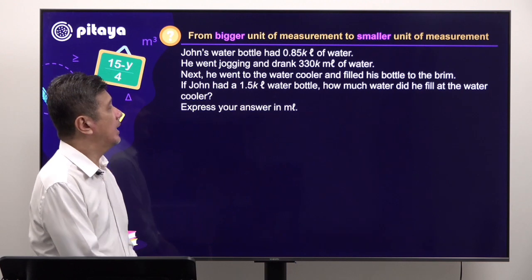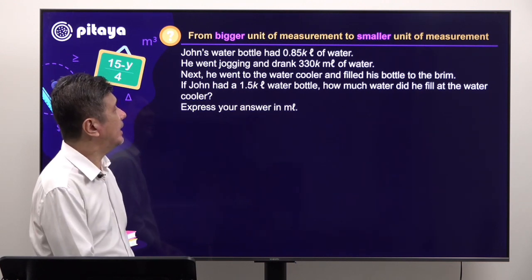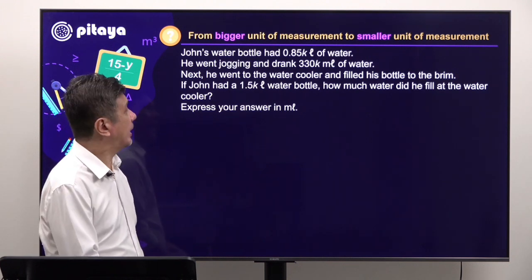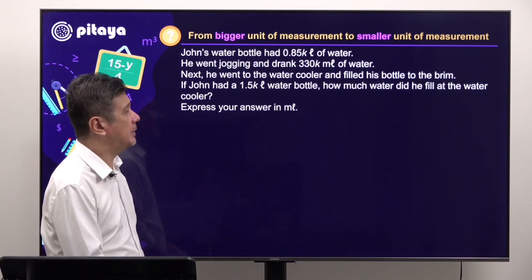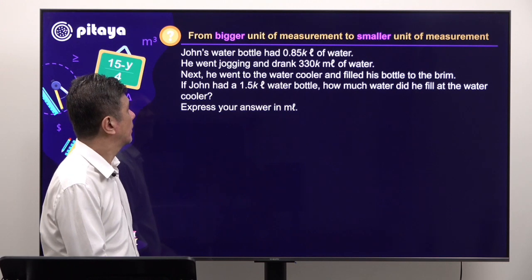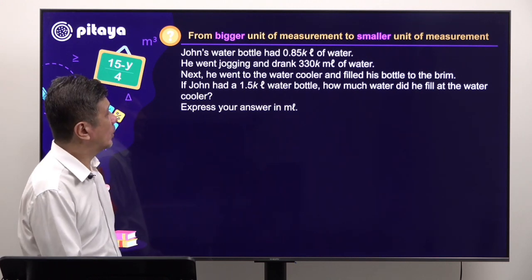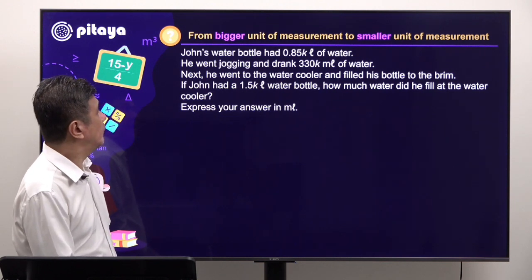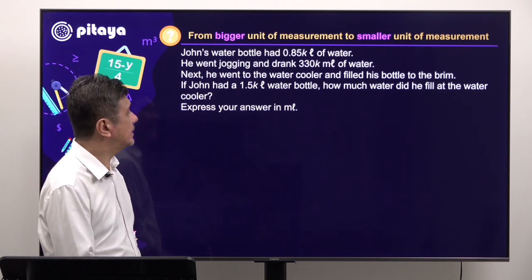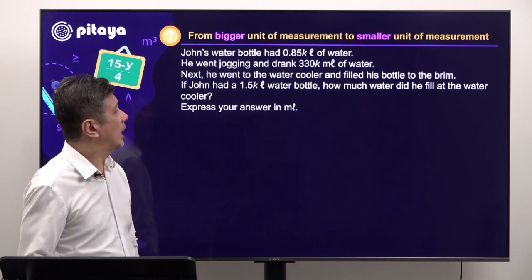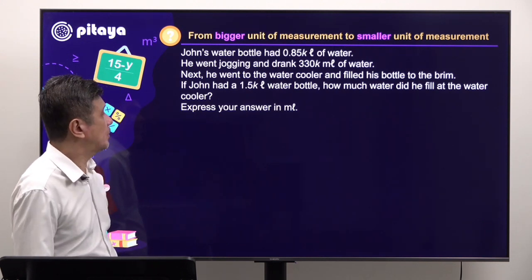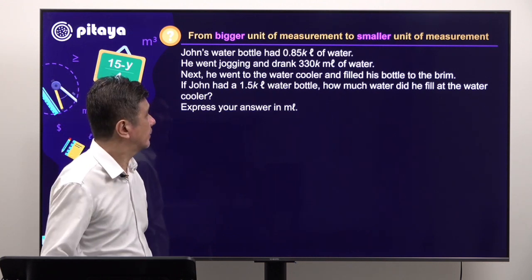John's water bottle had 0.85K liters of water. He went jogging and drank 330K milliliters of water. Next, he went to the water cooler and filled his bottle to the brim. If John had a 1.5K liters water bottle, how much water did he fill at the water cooler? Express your answer in milliliters.